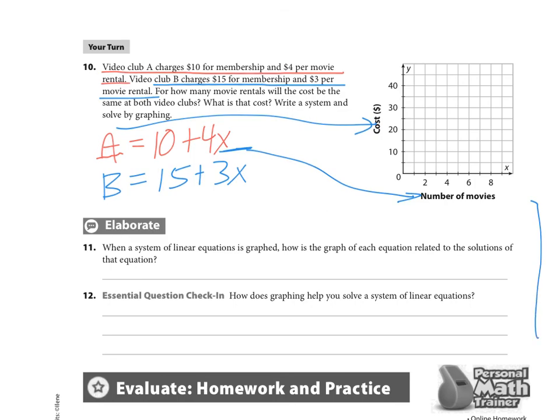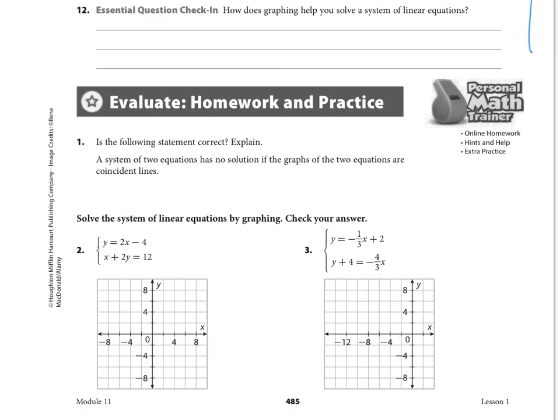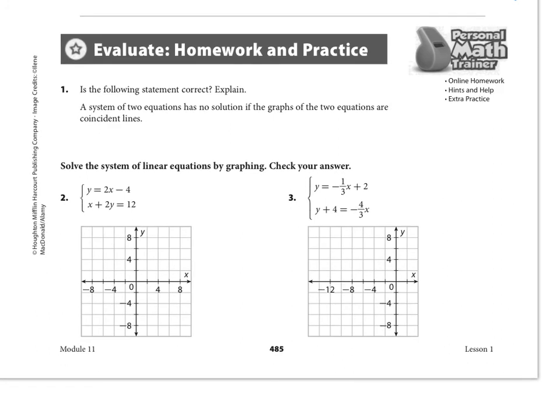So for this particular lesson 11.1, you're doing page 485, and you're doing numbers 1 through 21 odd.